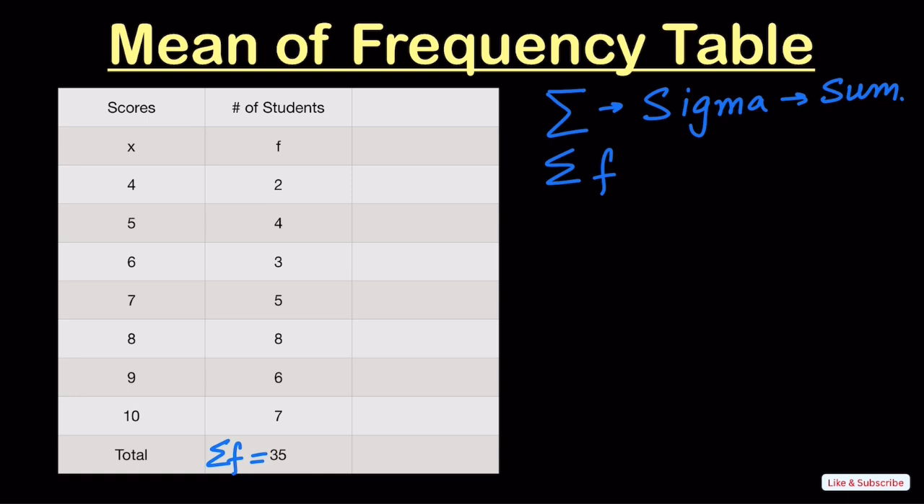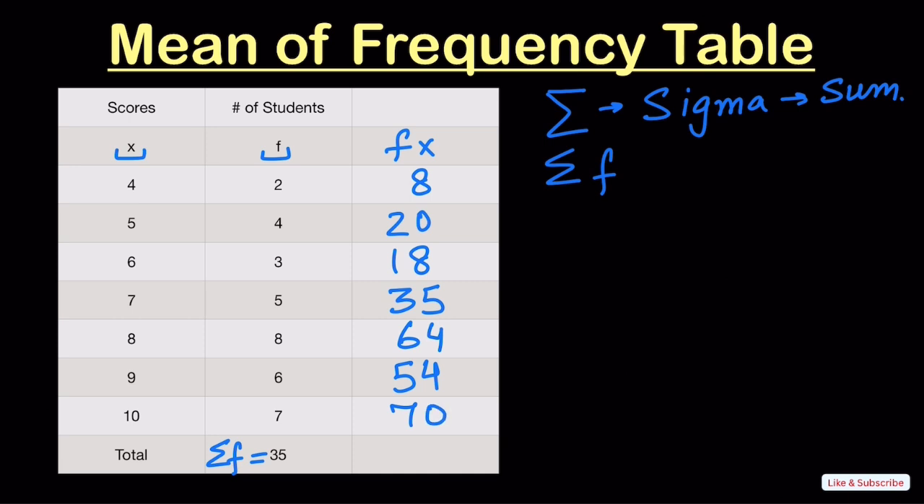Whenever we are given a frequency table and we want to find out the mean, first we need to multiply X and F and write it in the next column. So 4 times 2 gives me 8. 5 times 4 gives me 20. 6 times 3 gives me 18. 7 times 5, 35. 8 times 8, 64. 9 times 6, that's 54. And 10 times 7 gives me 70.